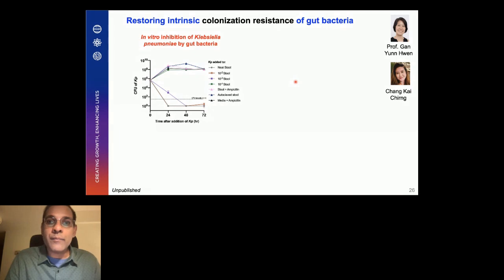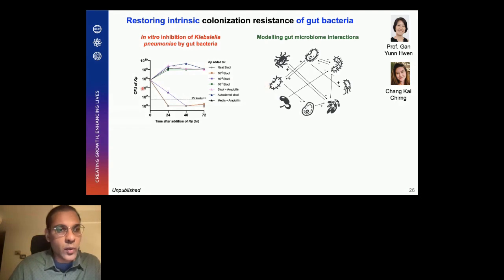And in fact, natural unperturbed gut communities have an intrinsic resistance to Klebsiella, E. coli, and other Enterobacterales, as can be shown in this in vitro experiment done in a reactor community. We can see strong inhibition of Klebsiella pneumoniae when grown with stool communities. And this is work from Prof. Ganyu and Huen's lab at NUS, work done by Dr. Chiang Kai Cheung.